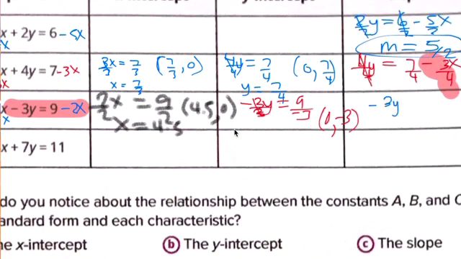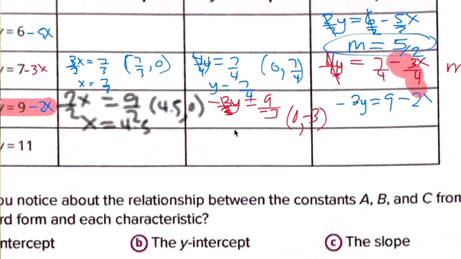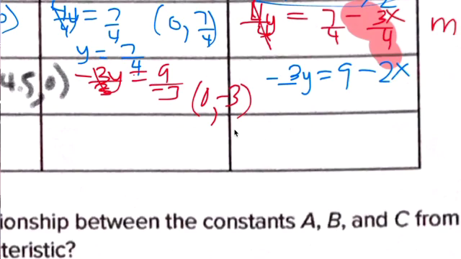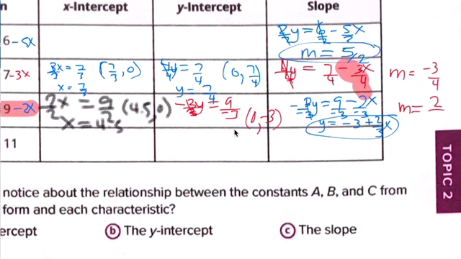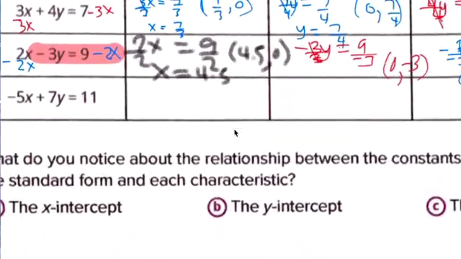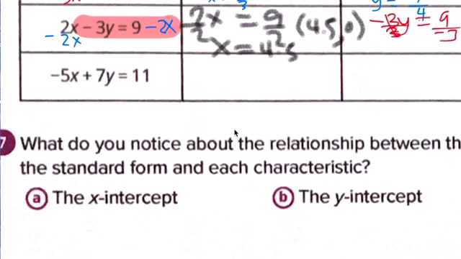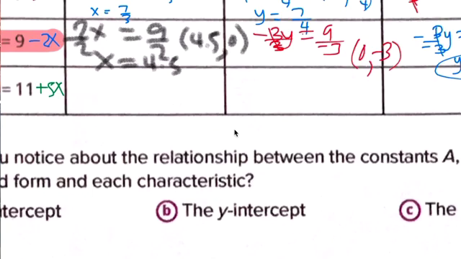Negative 3y equals 9 minus 2x. Divide by negative 3. Y equals negative 3 plus 2 over 3x. The slope is 2 over 3. Okay? Here, I would add 5x, add 5x.